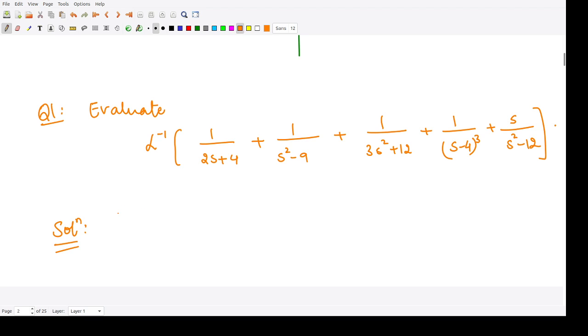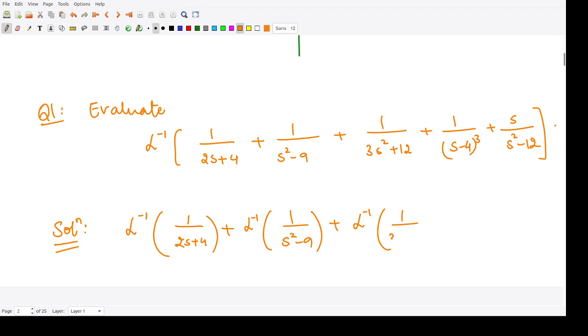So firstly, you know Laplace operator is a linear operator. So its inverse is also a linear operator. So we would find the Laplace inverse of 1 upon (2s plus 4), and then we would find the Laplace inverse of 1 divided by (s square minus 9), plus the Laplace inverse of 1 upon (3s square plus 12), plus the Laplace inverse of 1 upon (s minus 4) cube, and then plus the Laplace inverse of s divided by (s square minus 12).